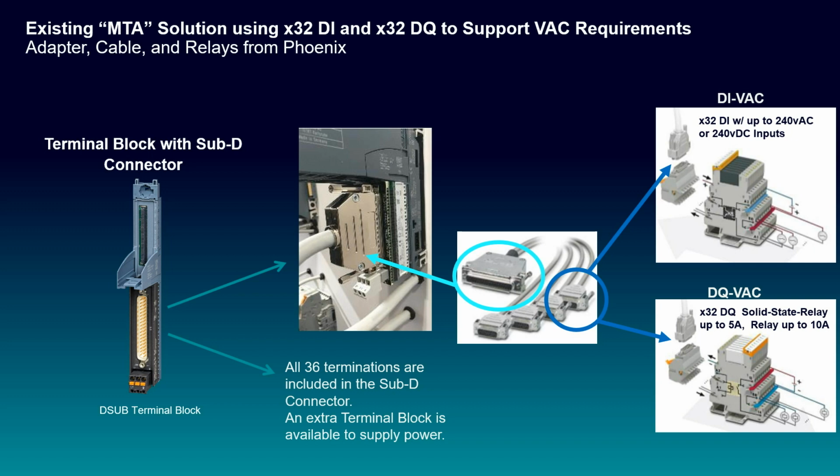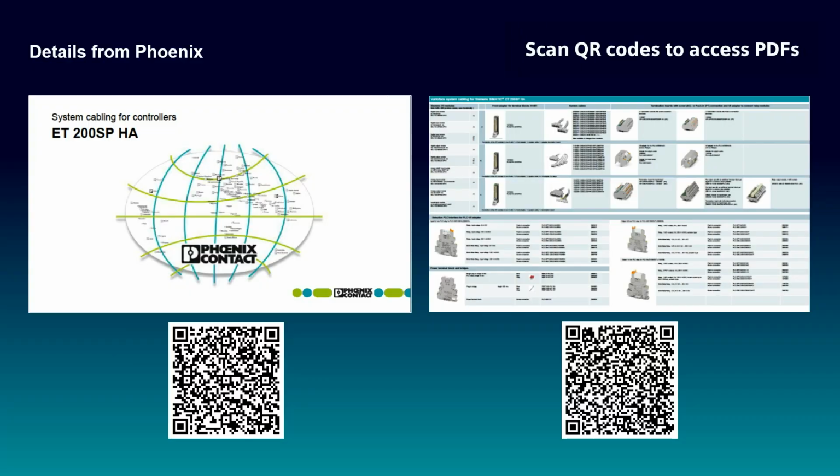If I use the 32-channel discrete output module, then I use the same cable, same terminal block, the D-sub, but I use a different set of relay modules from Phoenix to drive either solid-state relays or physical relays to get up to 10 amps on the outputs. As part of this presentation, the slide that you're looking at right now, there's embedded PDF files that have the details from Phoenix as to the cables and the relays associated with the solutions that I've just described. Thank you very much.